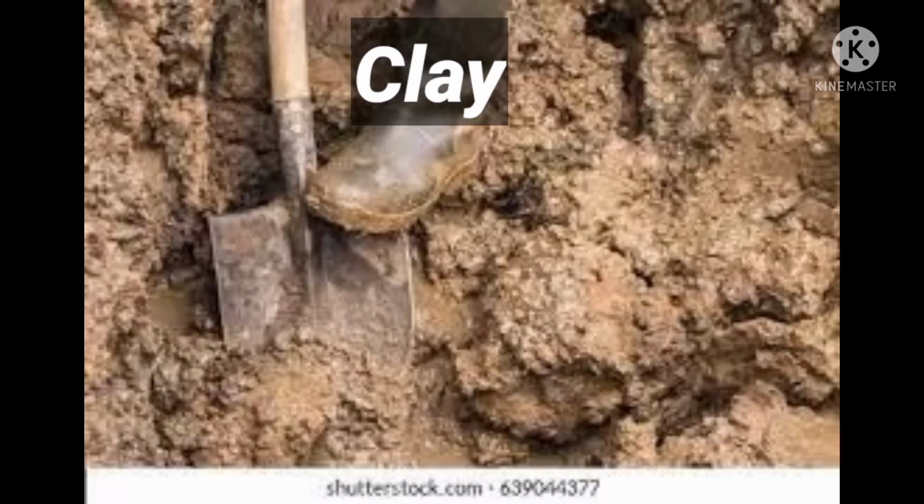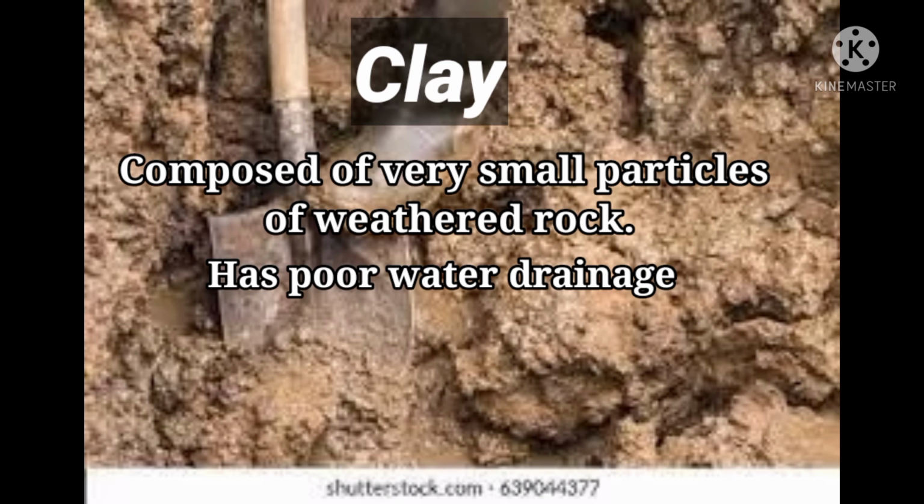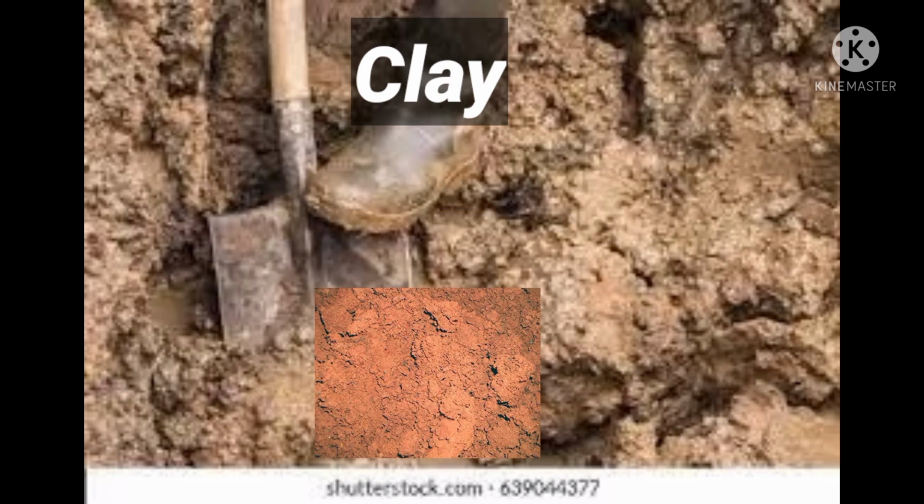Another type of soil is the clay soil. It is composed of very small particles of weathered rock. It has poor water drainage. This means that water is absorbed slowly and is retained for a long time. The water clogged in the soil limits the plant roots from getting oxygen.